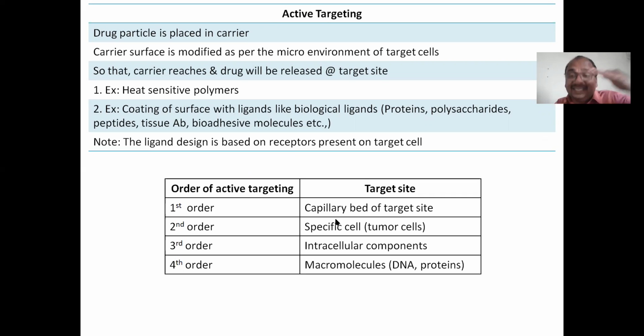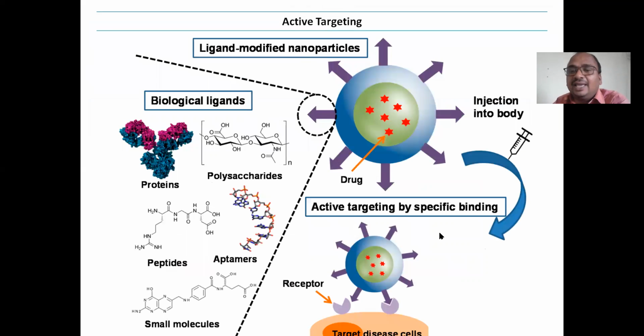If your target site is retained only on the capillary bed, then you can say it is first order. And if you want to deliver the drug to specific cells, like a tumor cell, cancer cell, then you can say it is second order. Third order, the drug will be delivered to the intracellular components. And fourth, the drug will be delivered into the nucleus, that is DNA or proteins, macromolecules which are present inside the cell, inside the nucleus. Here I have shown this active targeting example. All these you have to write in the examination, my dear students.